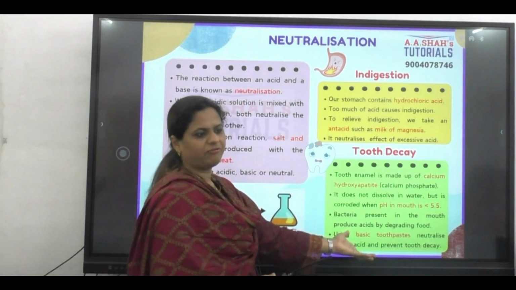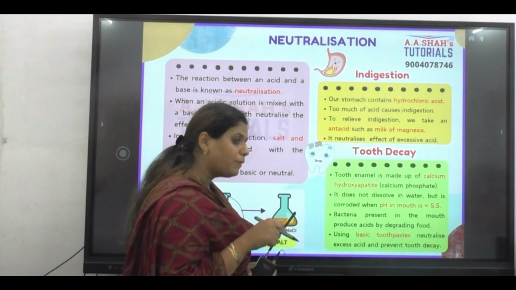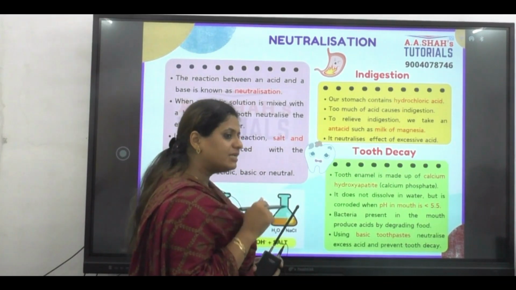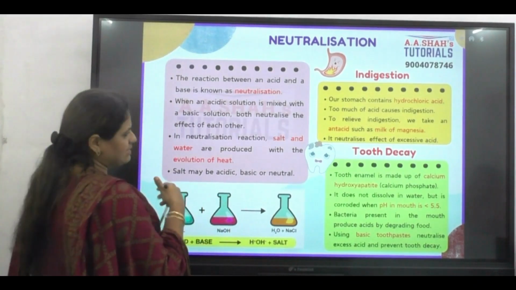Decomposition or degradation of the food results in tooth decay. So when you use toothpaste, should it be acidic or basic? Basic. So it cancels the effect of the acid in the mouth.